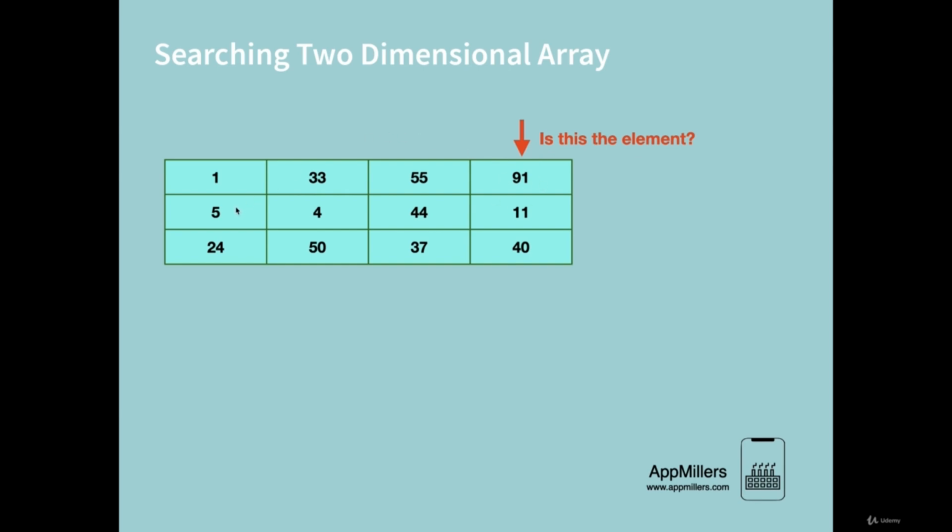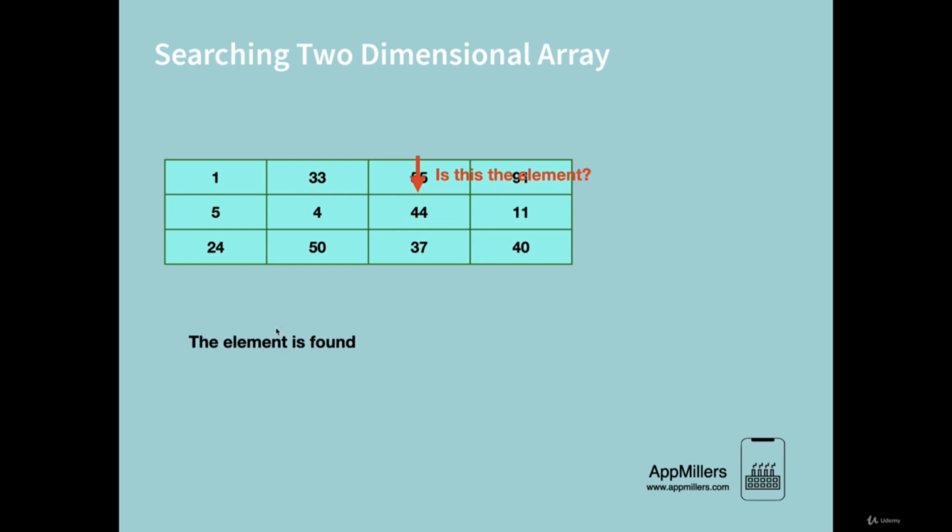So after this, it continues to the second row. And in the second row, it starts from the first column. Is this the element that we are looking for? No. Then it continues to the next one. Is this the element that we are looking for? No. Then it continues to this one. Here we see that this is the element that we are looking for. So the loop will stop here.